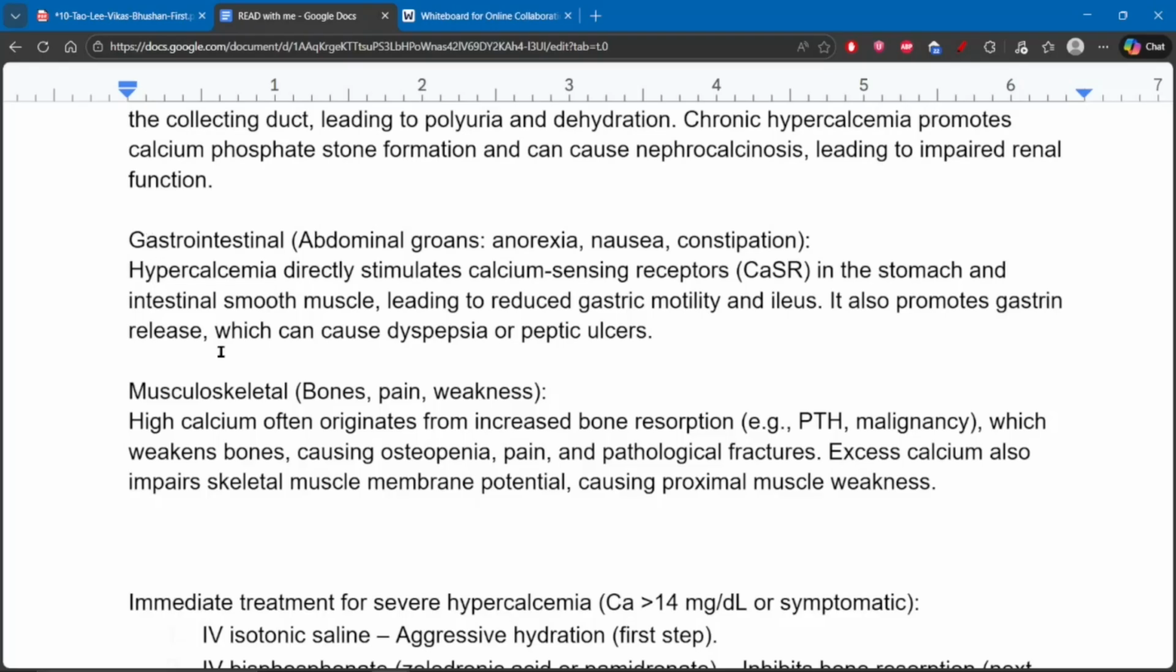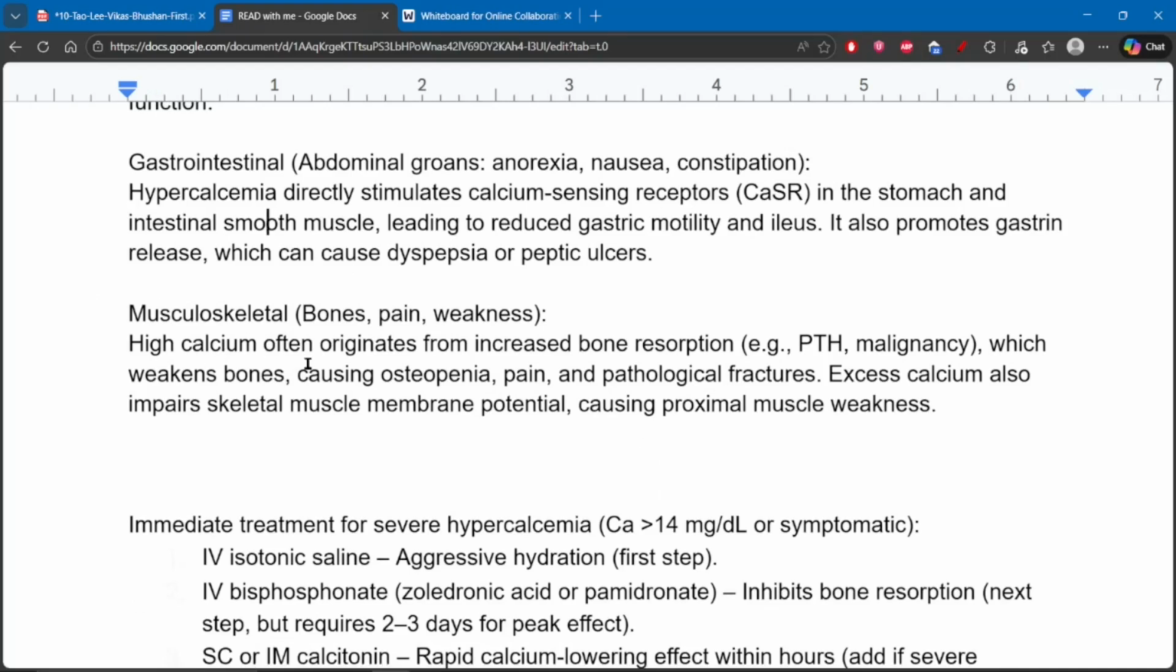Right. Finally, musculoskeletal: bone pain and weakness. High calcium often originates from increased bone resorption. Of course, the most common cause of hypercalcemia is hyperparathyroidism, and the second most common is malignancy, right? Constant bone resorption weakens the bones, causing osteopenia, pain, and pathologic fractures. Excess calcium also impairs skeletal muscle membrane potential, causing muscle weakness. So it is causing bone weakness and it is also causing muscle weakness.